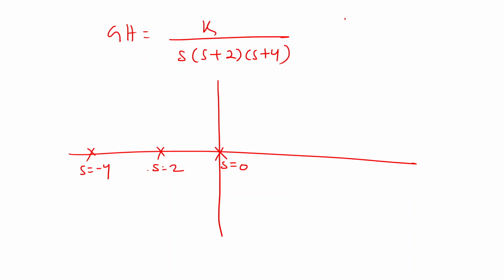Okay, these are the 3 pole locations, and I told you. Can anybody tell me what is the centroid of this one? The centroid is minus 2, right? Yes, sir. And the asymptote angles are 60, 180, and 300, right?